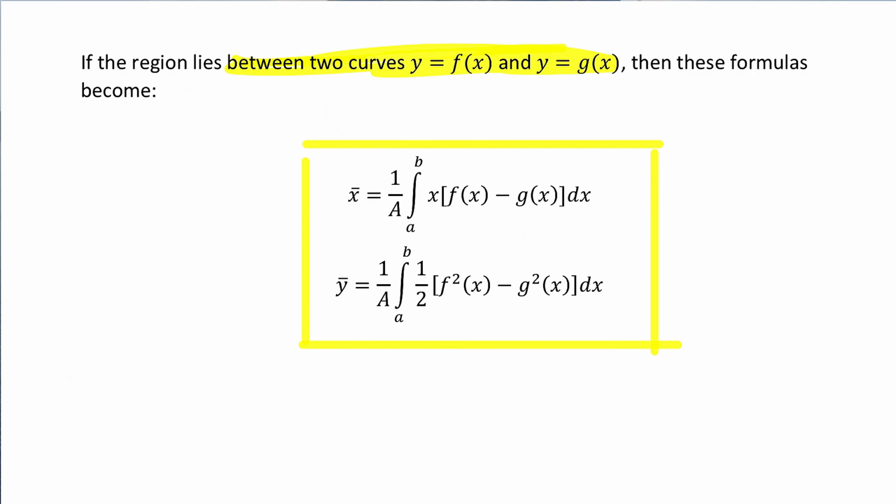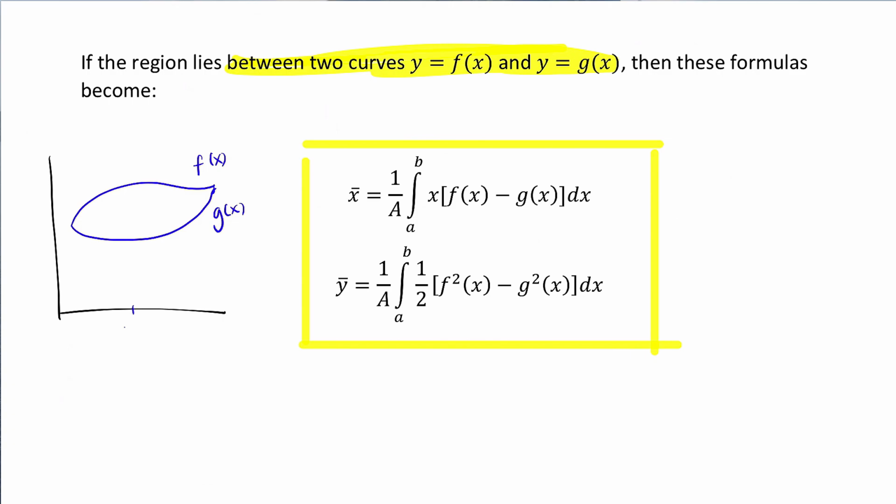And the reason is, well, think about what that means. If we here have something like this, right? And this is the region. So the top, you can think of it like f of x. The bottom, you can think of it as g of x. And then we have our little rectangles as usual.